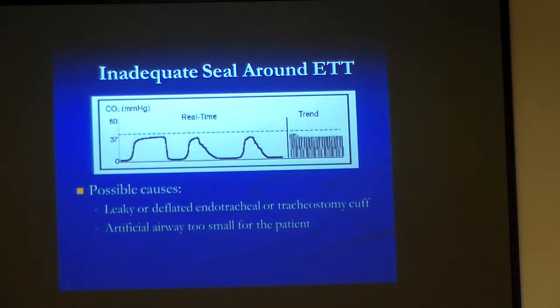Keep that in mind. This is an example of a patient who potentially was intubated, but maybe it's leaking around the cuff. And so you might have a leaky or deflated endotracheal or trach cuff, or the airway is too small for the patient. So you're still ventilating the patient, but it's not the best.